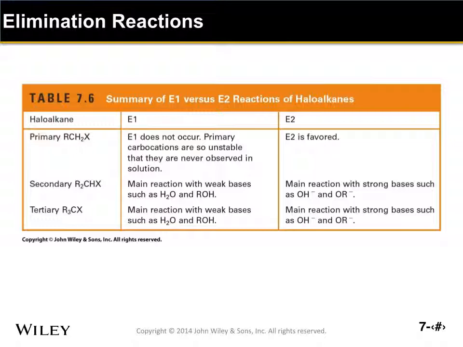Tertiary alkyl halides: it's easy to make the carbocations from those because they're tertiary carbocations, and you don't need strong bases with those. You could have weak bases with E1. If you have a strong base, you can do an E2 reaction.